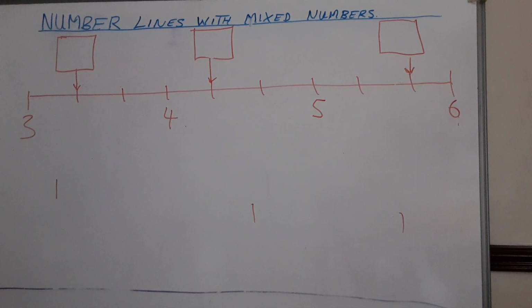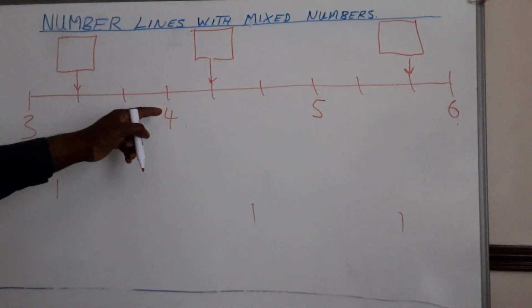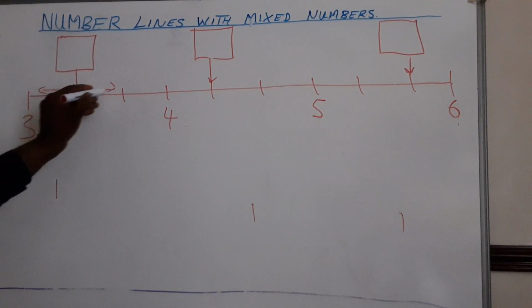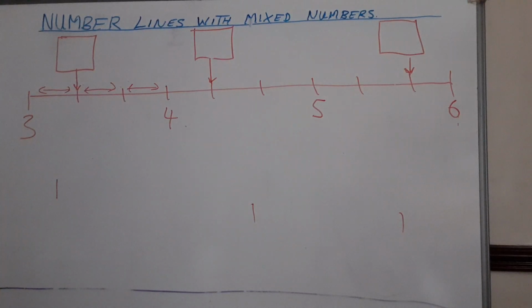And the next step is we have to count the intervals between 3 and 4. So the intervals between 3 and 4, we have 1, 2, 3. So the intervals is 3. So now we can carry on and complete our number line. Remember our whole number, we bring it here. That is a 3 whole.